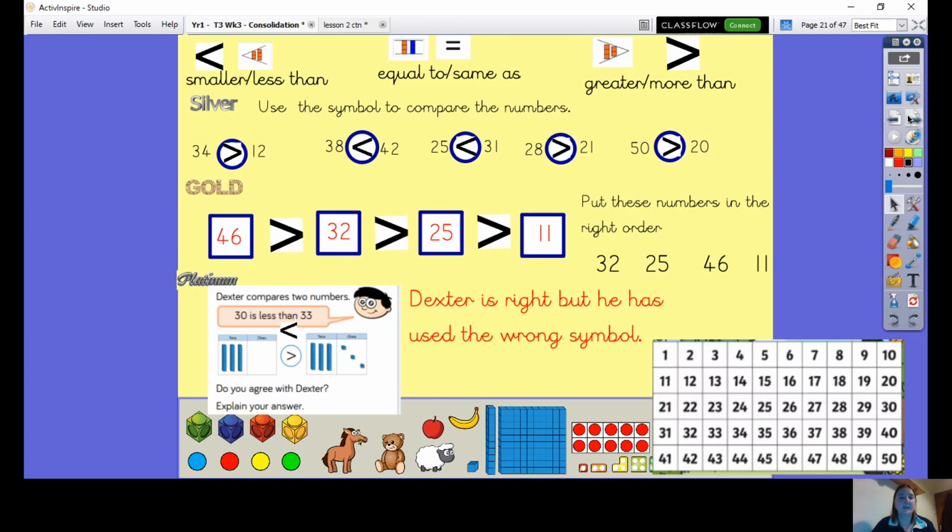Okay, so here are the answers. So hopefully you've compared them, and then obviously with this one here as well. And then Dexter, looking at this one, Dexter is right, but he has used the wrong symbol. I wondered if you noticed that. So he used the greater than symbol instead of the less than symbol. Okay, well done, everybody.